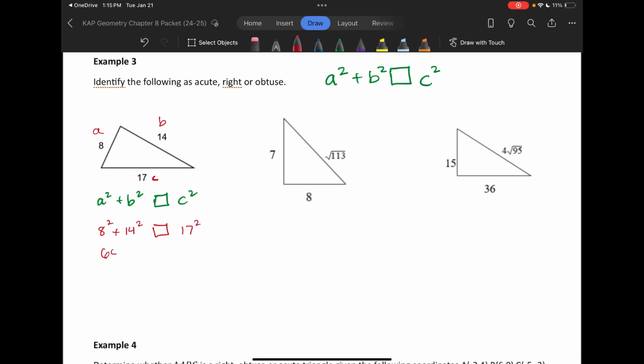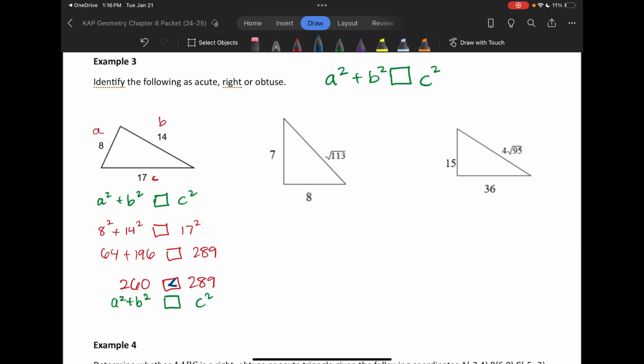Well, 8 squared is 64, 14 squared is 196, and 17 squared is 289. If we add these up, 64 plus 196 happens to be 260. And now we can answer this, right? Comparing 260 and 289, we can see that the 289 is greater. So for context, like we did earlier, the 260 came from a squared plus b squared, and the 289 came from c squared.